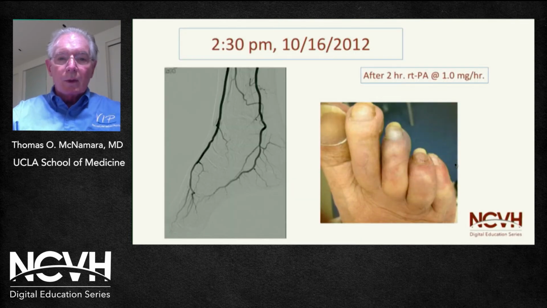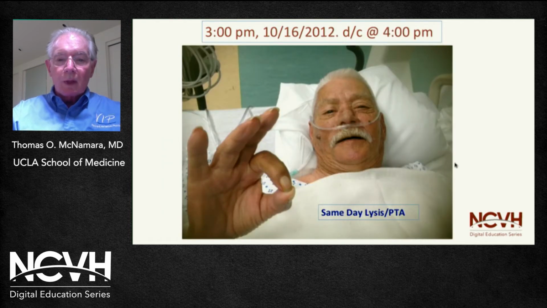And then we gave him 2 hours of rtPA at 1 milligram per hour. So after the bolus into the thrombus of abciximab and then 2 hours of infusion through the microcatheter, we've cleared his occlusion, and he now has a normal appearance of his toe. His pain is gone, and we discharged him an hour after that. So it was the same day clearing of the thrombus that had embolized from that proximal stenosis.